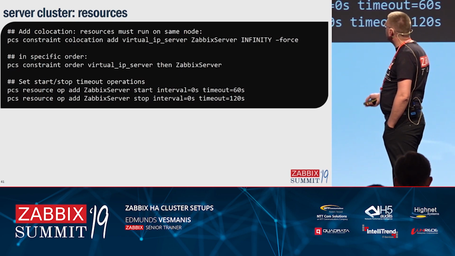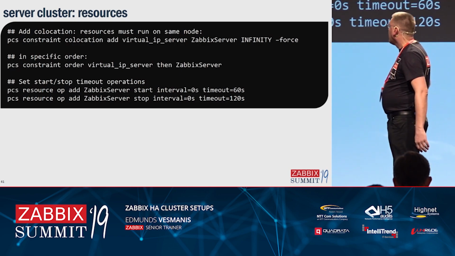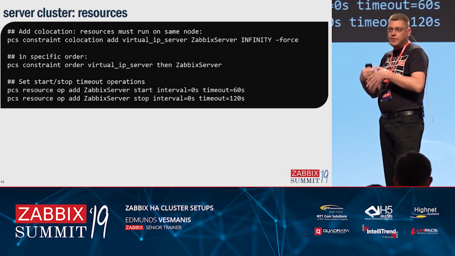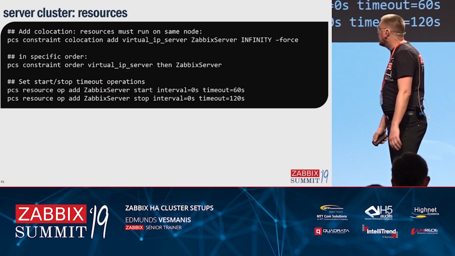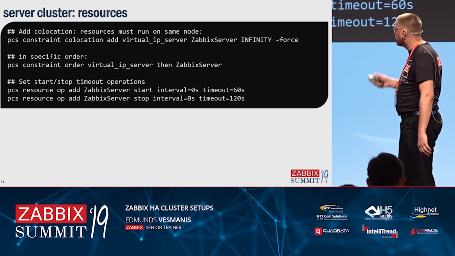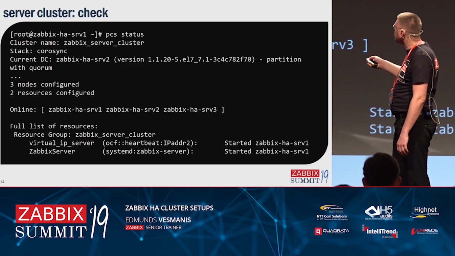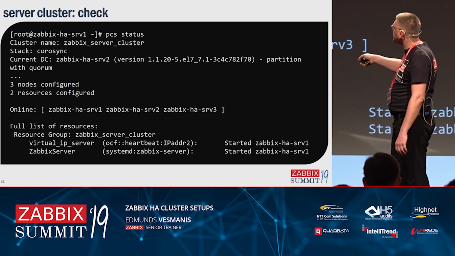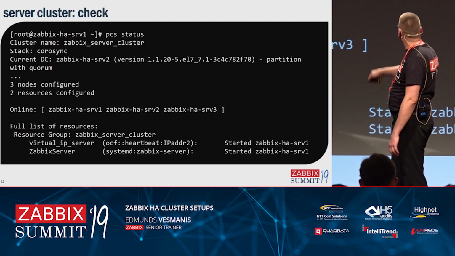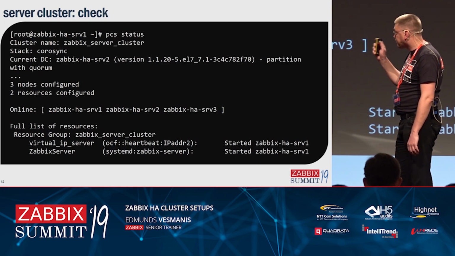Colocation of resources, we set up so both the virtual IP and the server daemon can run only on the same node. Then, in a specific order, we must have the virtual IP before our Zabbix daemon starts. Otherwise, it will crash and won't start. When it's done, we can also set our timeout settings for resources, and we can check our cluster. So pcs status will show us the Zabbix server cluster, the corosync stack, and on which node the resources are currently running, and of course, the resources themselves.